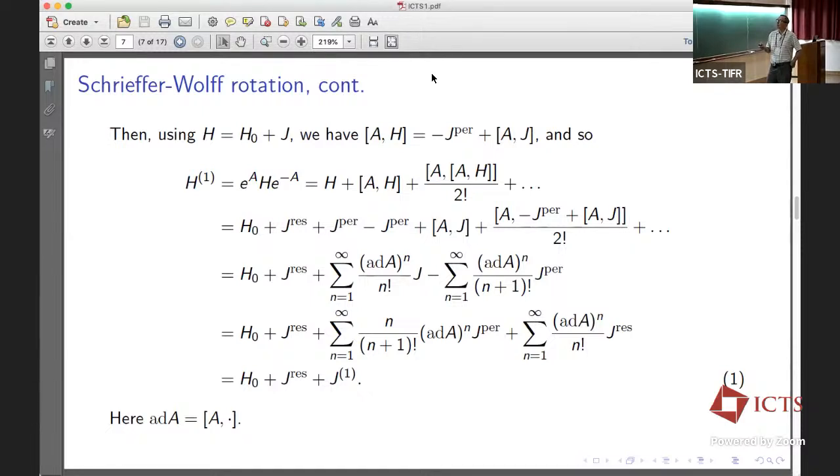And so if you do these rotations on the matrix A, you get a whole series. You initially have H0 plus H_res plus J_per, but then you get a minus J_per from this and these commutators. You can rewrite this series, I won't go through the details, as a sum of these terms, basically powers of A and J. Now remember, A is basically formed out of J with that energy denominator, so it's basically also of order J0.